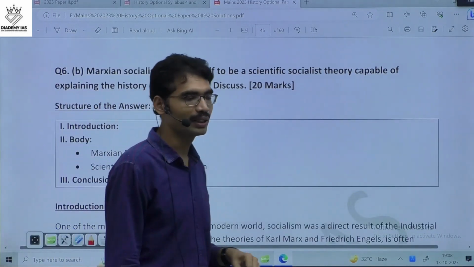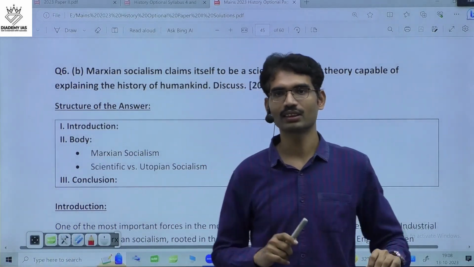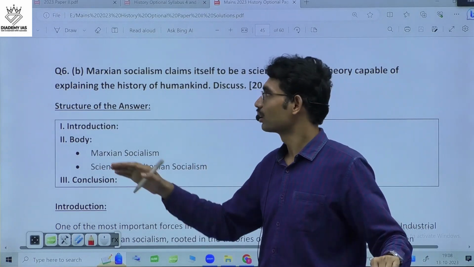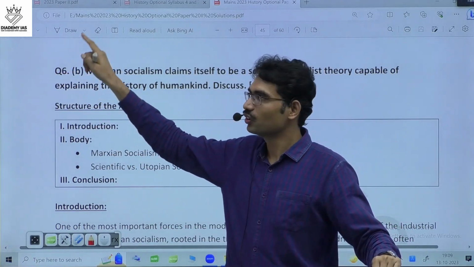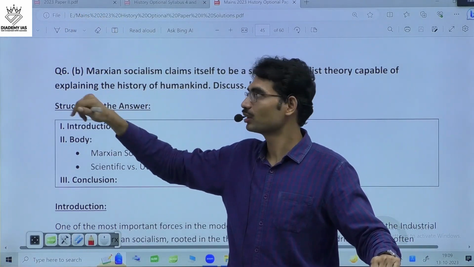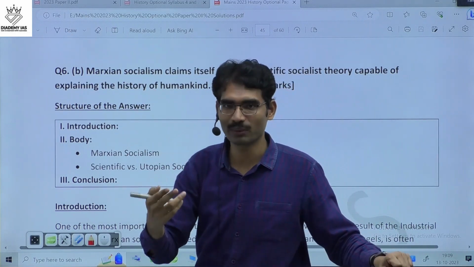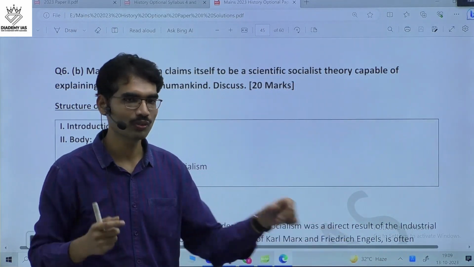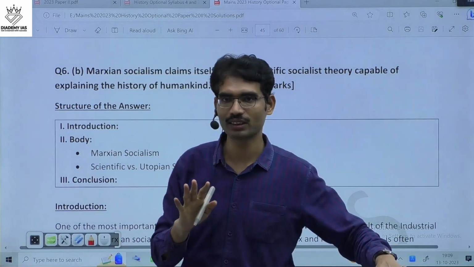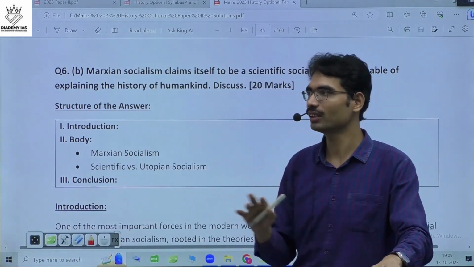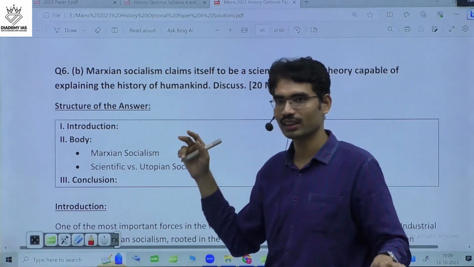Next one, 6B. Now you see how UPSC very intelligently framed the question. If you want to attempt 6, you have to attempt first 6A, which is very easy. But when it comes to 6B, it is a little bit difficult. But if you follow the Enlightenment phase properly, and Karl Marx's theory properly, this question is also one of the easier ones.